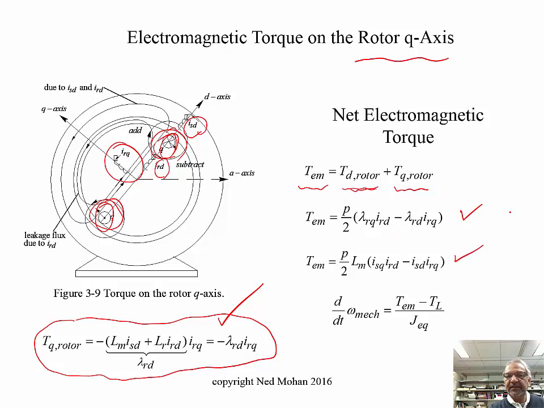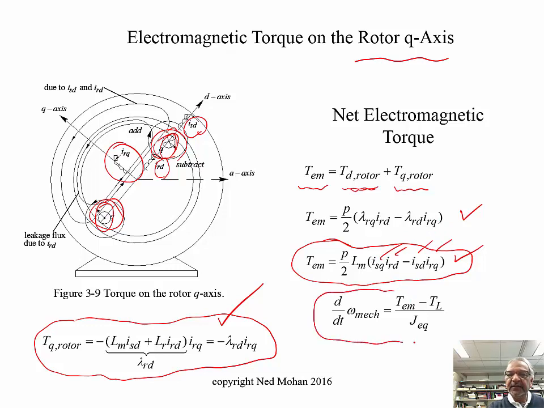Then we get this expression here. So this is the instantaneous, so to speak, electromagnetic torque, depending upon the instantaneous values of these four currents. Taking all that together, we have this electromechanical equation, where this electromagnetic torque is acting on the rotor, and the load torque is opposing it, and the difference of those two is acting on this rotor plus whatever load is connected to it, divided by the inertia of that system.